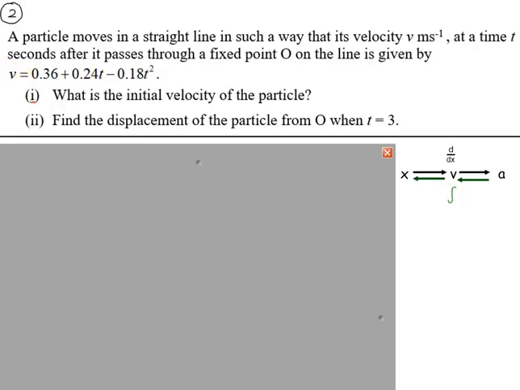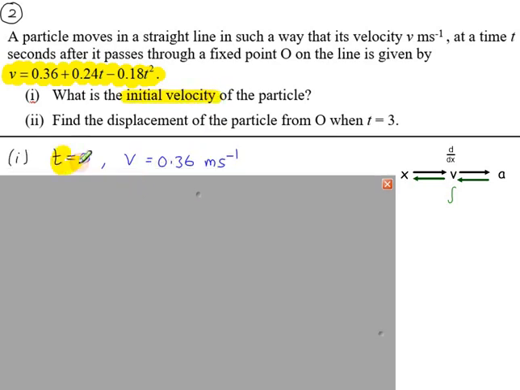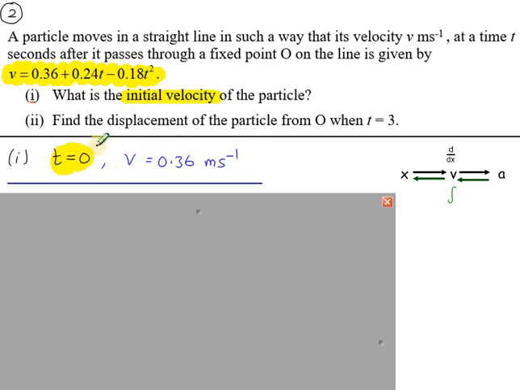So we have a formula for the velocity. The initial velocity is when t equals 0, so substitute t equals 0 into here, we get v equals 0.36 meters per second. In part 2, we're looking for the displacement.